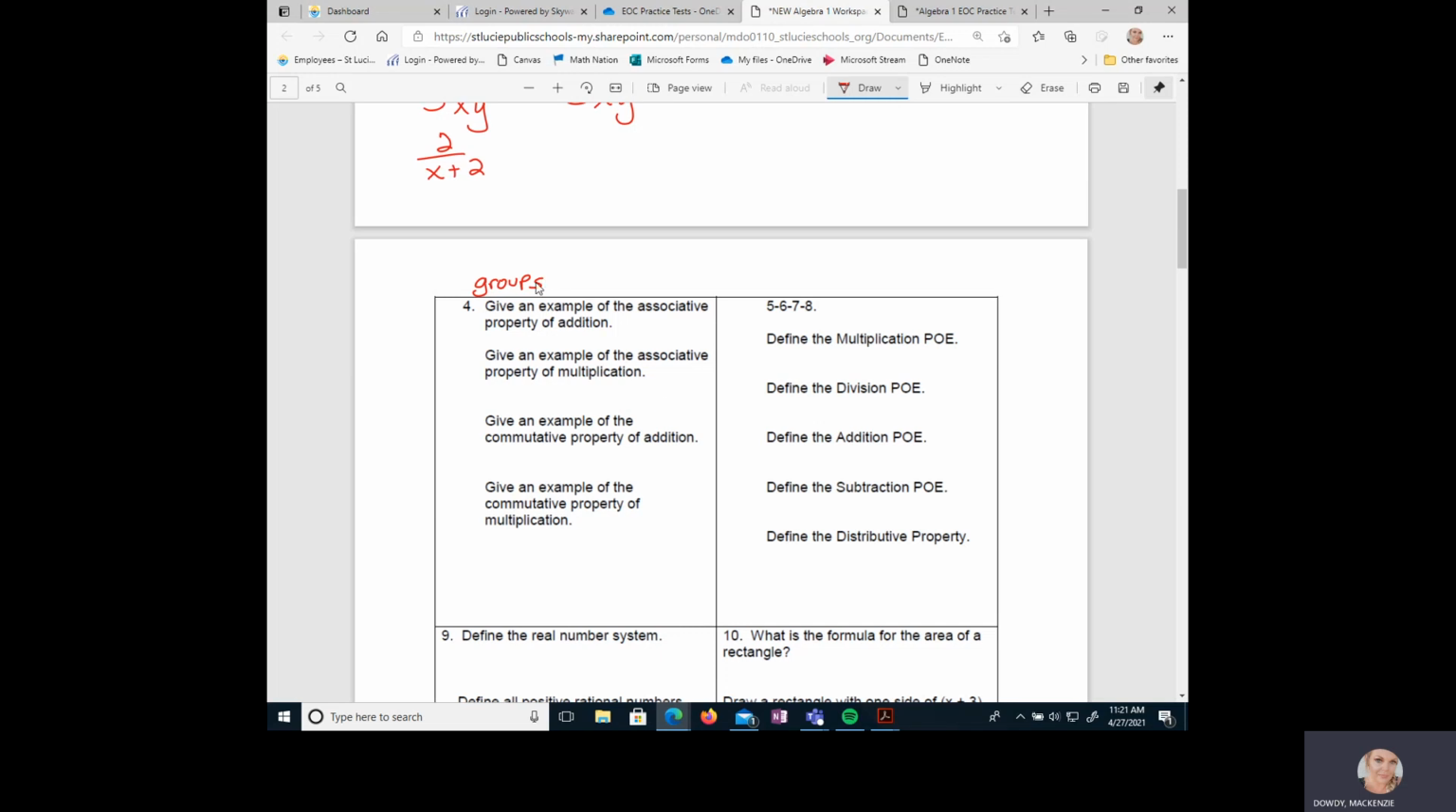Or I should say, not just groups, but grouping, the way that you group it. And order does not change. So an example of the associative property of addition is if you group together A plus B, and then have C over here by itself, it will still equal the same thing as if A was by itself and then you group together B plus C.